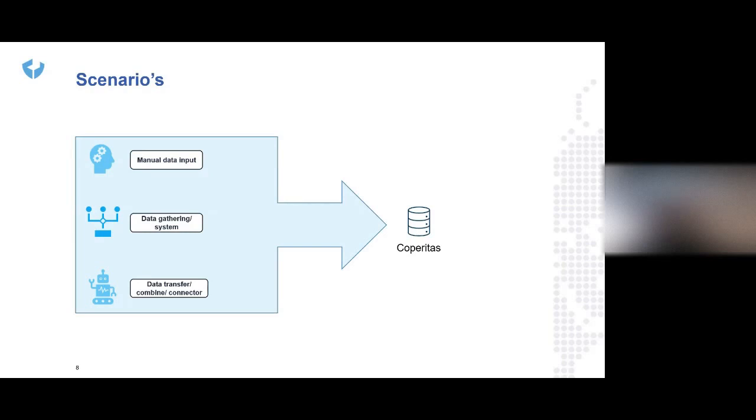And if we focus on the data gathering and structuring part, the digital strategy consists of these three options that you see on the screen, which can be combined or used separately depending on your situation. So the first one, manual data input.